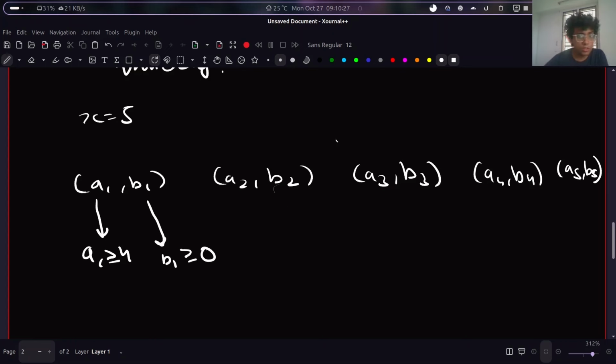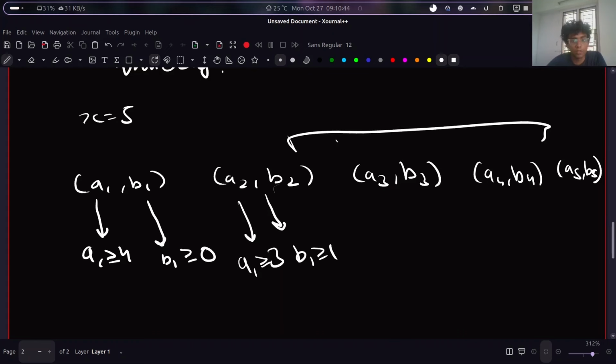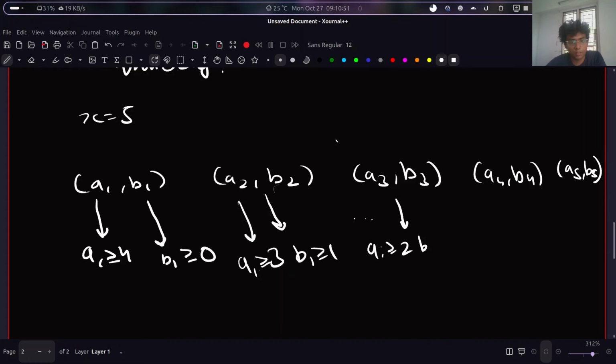Similarly, what are the conditions the second person must satisfy? We need b of i to be greater than or equal to 1 because there is one person before him, and a of i should be greater than or equal to 3 because at least 3 people we're going to get after this. And so on. We get similar conditions for the rest.